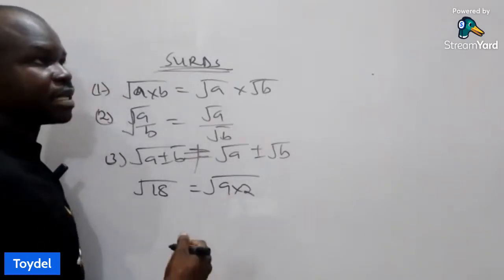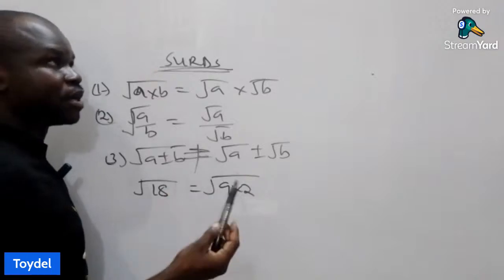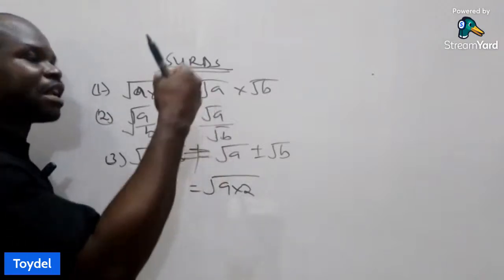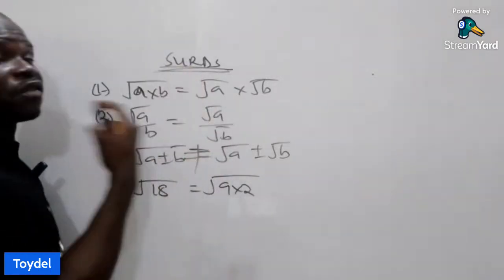When you say a number is a perfect square, it simply means that the square root of that number is going to give us a whole number.